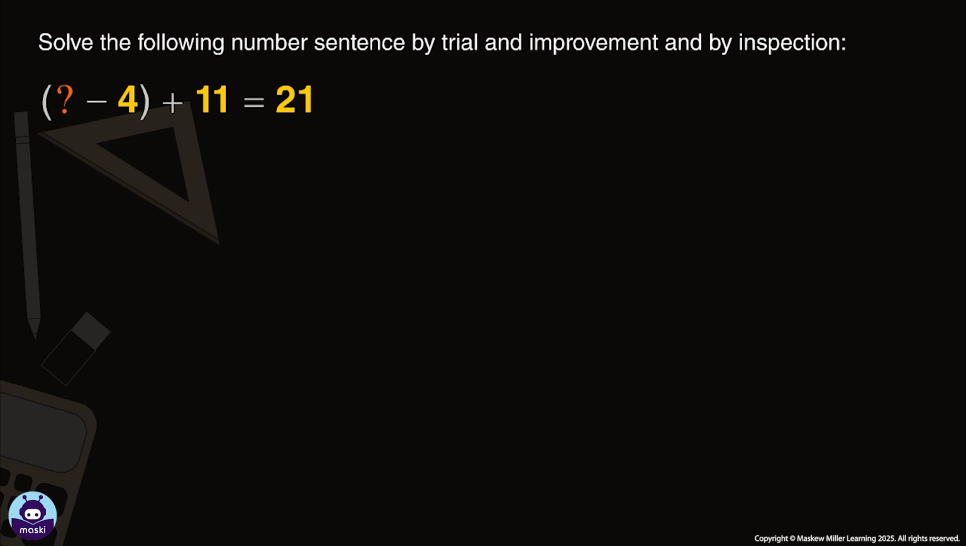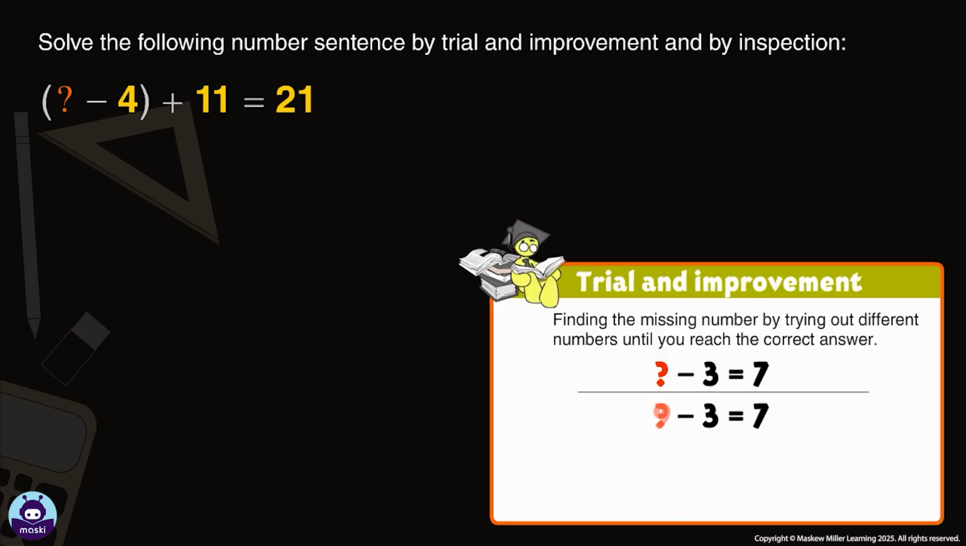Solve the following number sentence by trial and improvement and by inspection: (question mark minus 4) plus 11 equals 21. Trial and improvement means finding the missing number by trying out different numbers until you reach the correct answer. Let us solve the problem using trial and improvement. Question mark is the missing number.